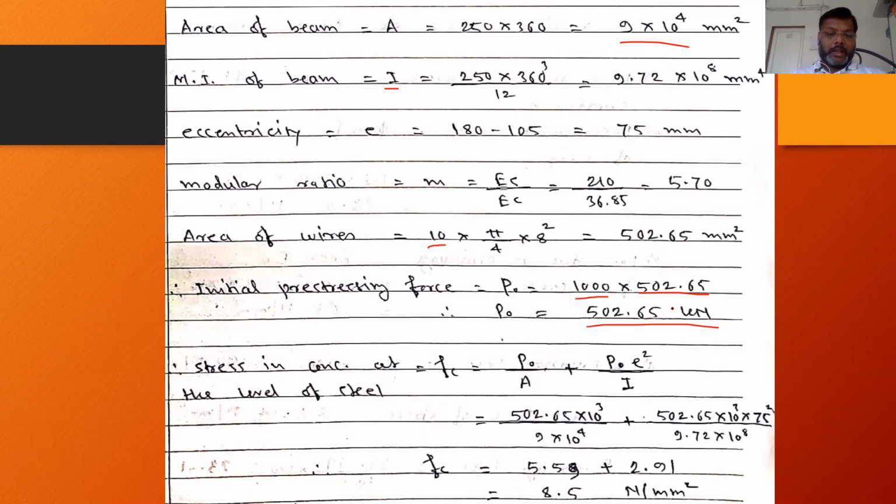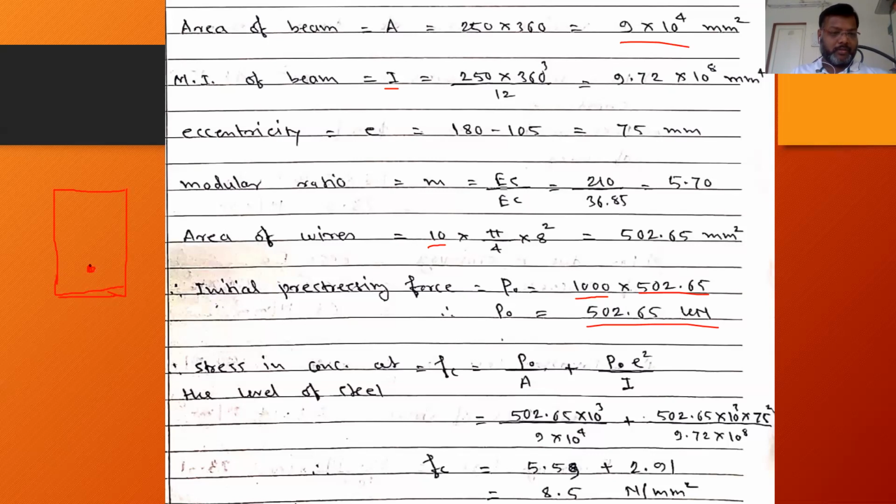Okay. Now we have to find the stress in concrete at the level of steel. Steel here means the tendon that we have provided in the beam. This tendon is located at a distance of 105 mm from the bottom. So we have to find the stress in concrete at the level of steel, meaning where the steel wires have been provided, at the same level, what will be the amount of stress in concrete.